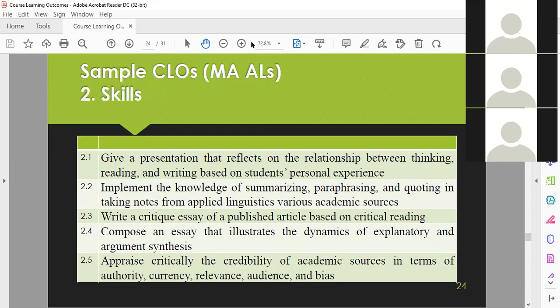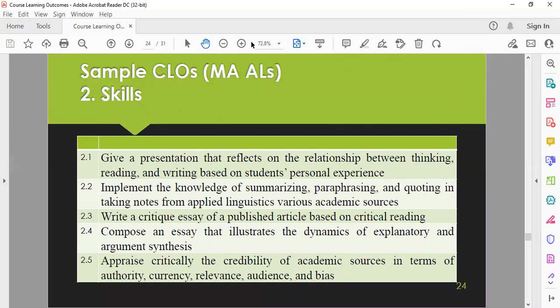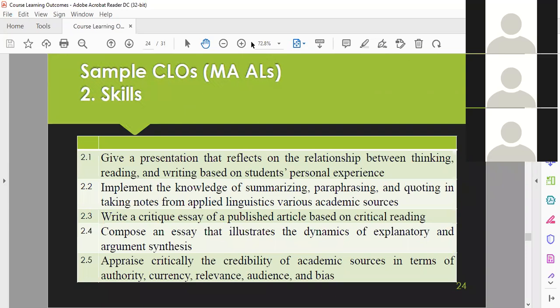I might claim that I have tried to stick to the requirements, but at the end, it might not be perfect work. At the skills level: give a presentation that reflects on the relationship between thinking, reading, and writing based on students' personal experience. Implement the knowledge of summarizing, paraphrasing, and quoting in taking notes from applied linguistics academic sources. Write a critique essay of a published article based on critical reading. Compose an essay that illustrates the dynamics of explanatory and argument synthesis. Appraise critically the credibility of academic sources in terms of authority, currency, relevance, audience, and bias.